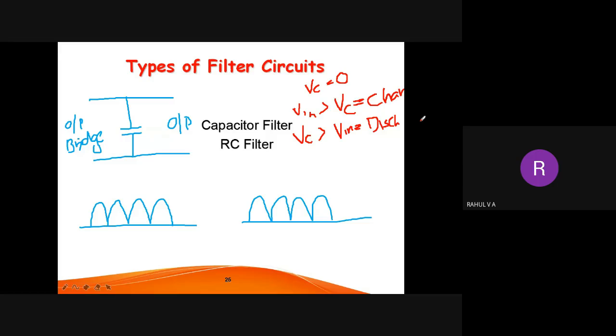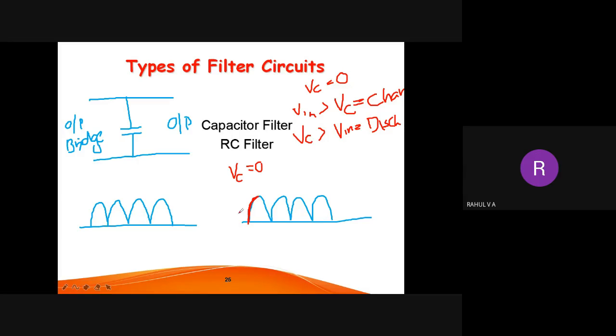Now, assume that initially Vc is equal to 0. What is the condition? Input voltage is greater than capacitor voltage. Initially, the capacitor has no charge, so capacitor voltage is 0. That means Vin is greater than Vc, so it charges. We know that input voltage increases, capacitor voltage also increases, the capacitor keeps on charging, and the voltage across the capacitor comes like this.